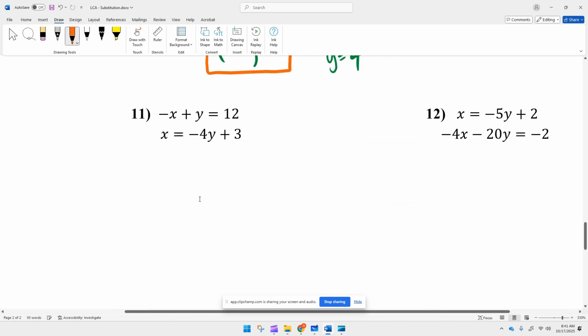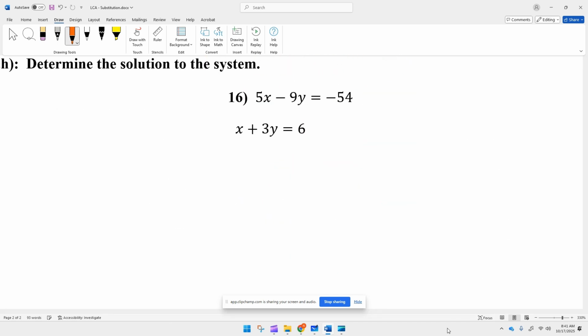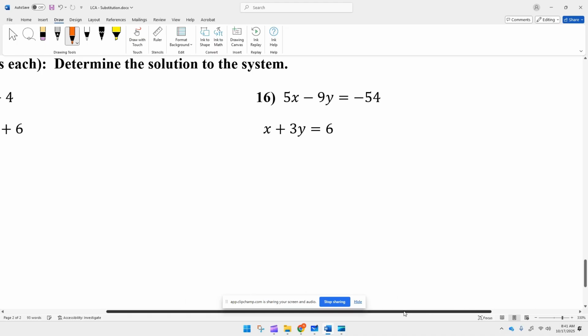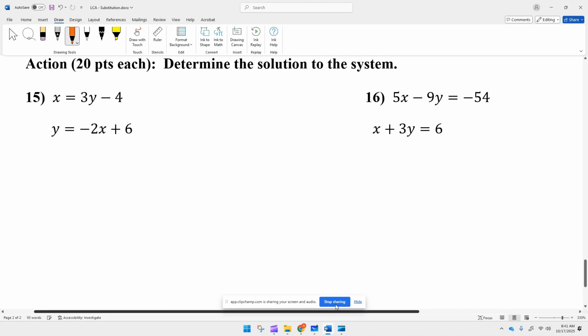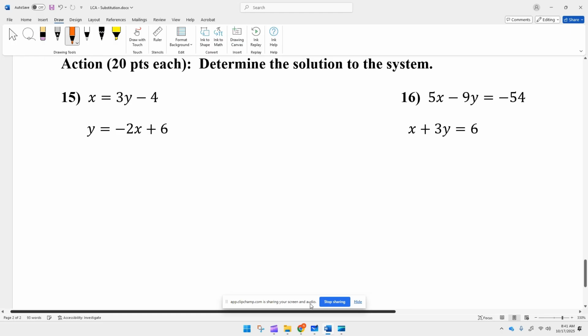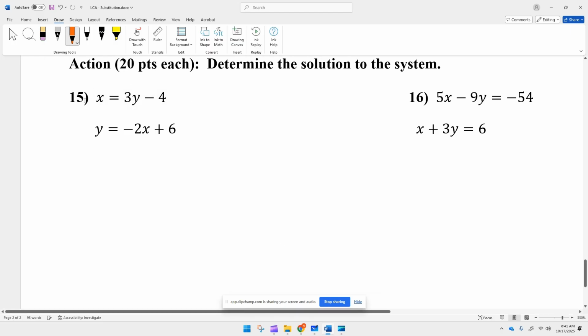And that's pretty much a majority of the questions on this. You've got questions 15 and 16. They're worth 20 points each. They're definitely much more challenging questions. And on number 15, you could substitute this in for y, or we can substitute this in for x. It just depends on this one. You could substitute either way.